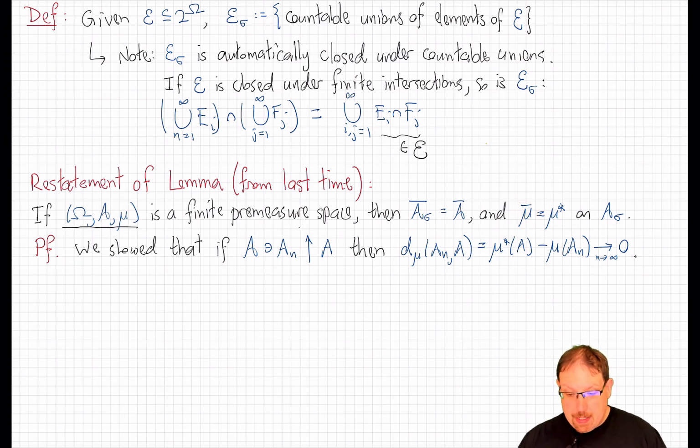So, why is this true? Last time we showed that if a sequence of sets in the field increases to A in omega, then in fact A_n converges to A in terms of the pseudometric. And moreover, the distance between A_n and A can be written as the outer measure of A minus the measure of A_n. Now, suppose that I have a set A which is in A sigma.